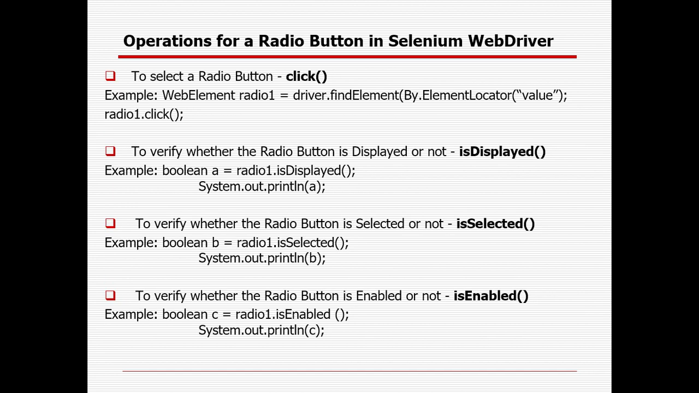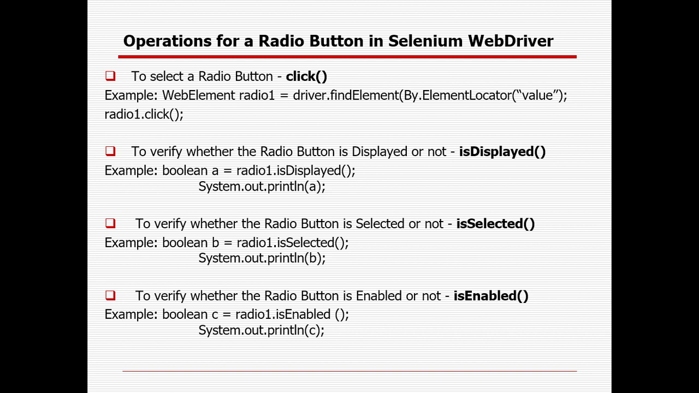So this is the last topic today. I will cover the different operations we can perform for a radio button in Selenium WebDriver. Just like the checkbox, we can also check whether the radio button is displayed or not, whether it's selected or not, and whether it's enabled or not. Because in case it is not enabled, we can't select it.